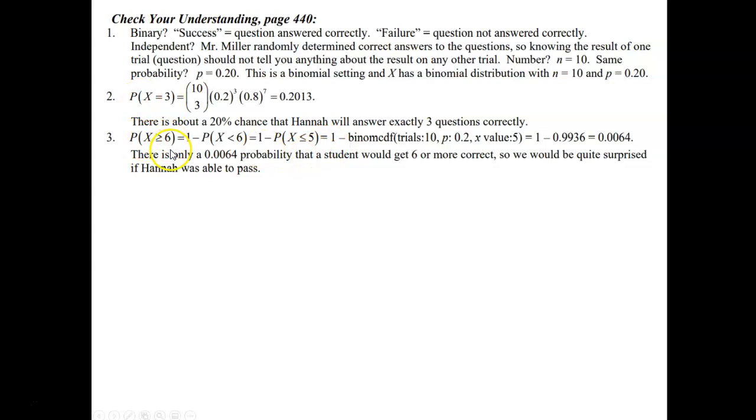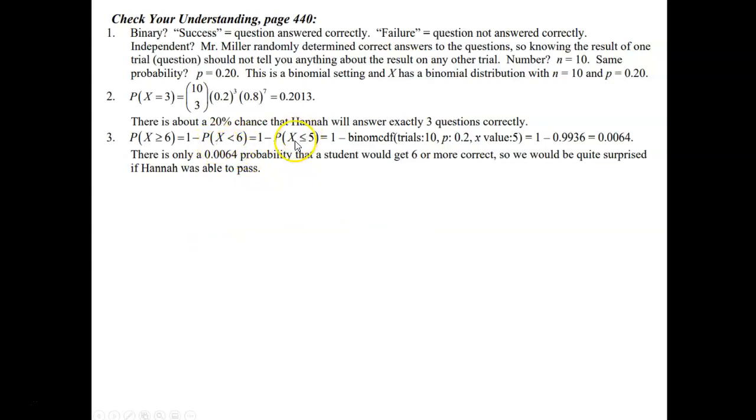Now the other question is about passing. So they're saying in order to pass it, you have to get at least 6 questions right. So we want to find the probability that someone gets at least 6 questions right. Well, remember your curve measures from this point down. So we don't want 6 and down. What we actually want is 5 and down, and then we want to find the complement to it.